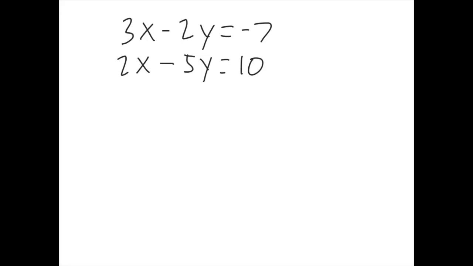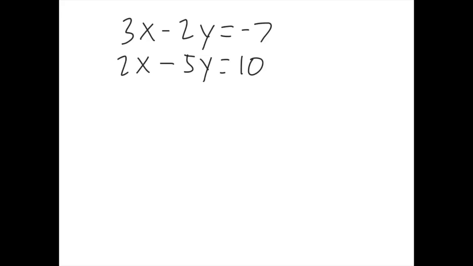Now to do elimination, unlike substitution, elimination has to be in this form, where x and y are both on the left side of the equals sign, and the number that's by itself is on the right side. So if it's not in that form, you have to start off by bringing x and y to the same side. In this case, it's already in that form.